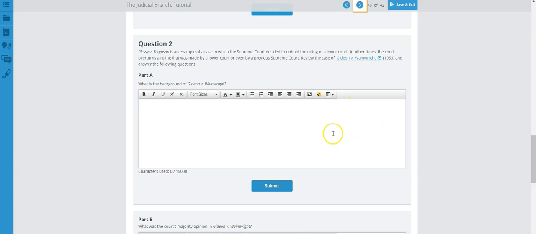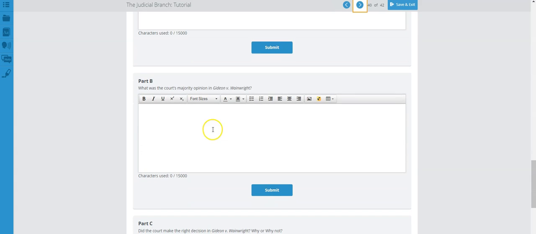What is the background of Gideon v. Wainwright? Please make sure that you click on this link, take the appropriate notes, and you should be able to answer this question here. What was going on? Why did the court decide to take on this particular case? What was the significance of this particular case that the Supreme Court said, I will hear this case?